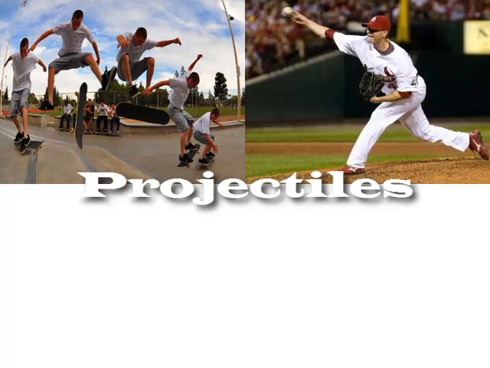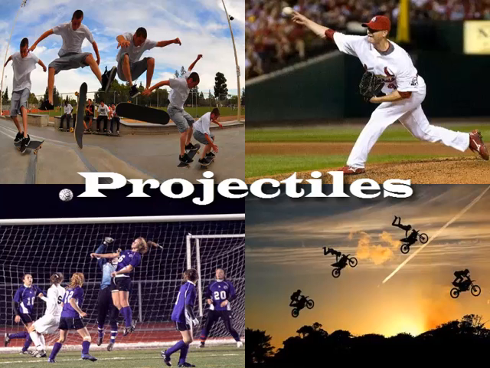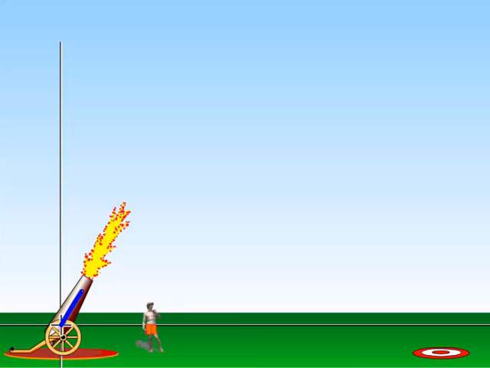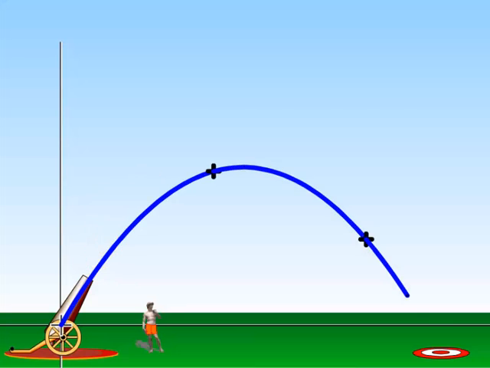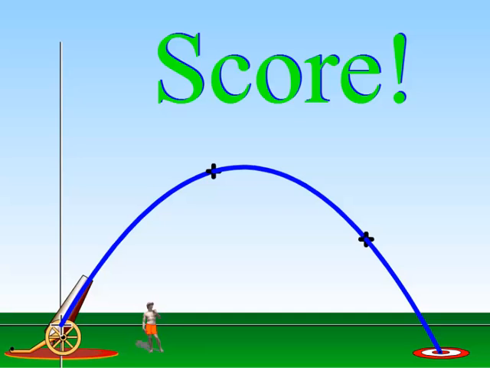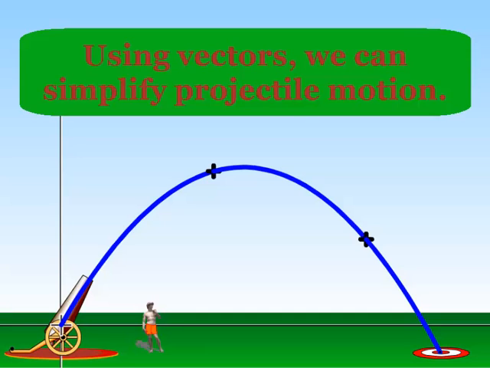A projectile is any object that moves through the air or space acted on by only gravity and possibly air resistance. Projectiles near the surface of Earth follow a curved path that at first seems complicated. These paths are surprisingly simple when we look at the horizontal and vertical components of motion separately. Projectile motion can be separated into components.